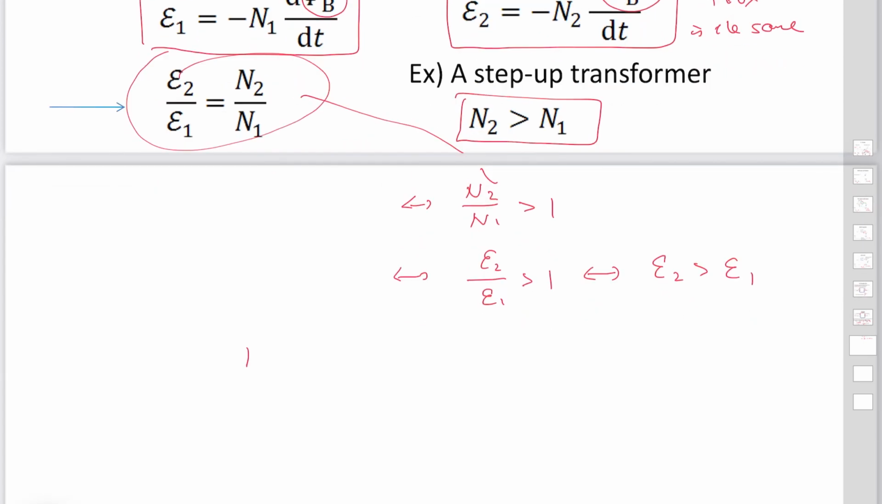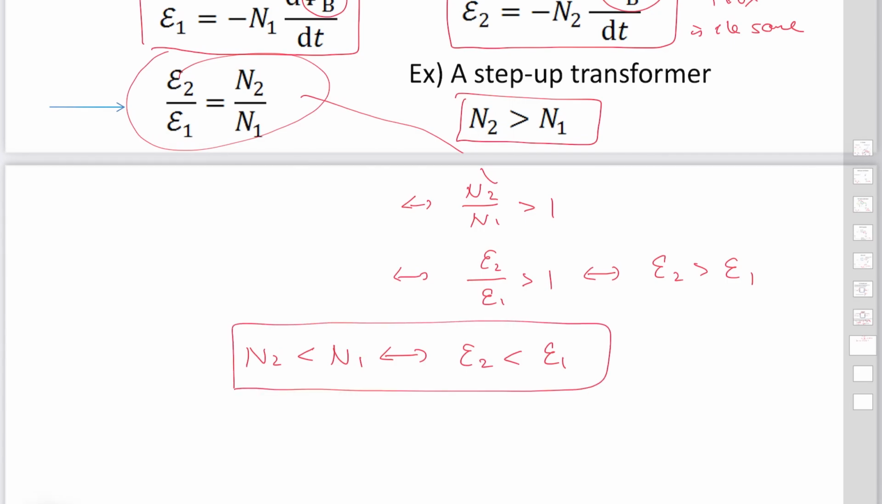If you consider N sub 2 is smaller than N sub 1, epsilon sub 2 is smaller than epsilon sub 1. Voltage is decreasing. For your laptop computers, we use this type of transformer.